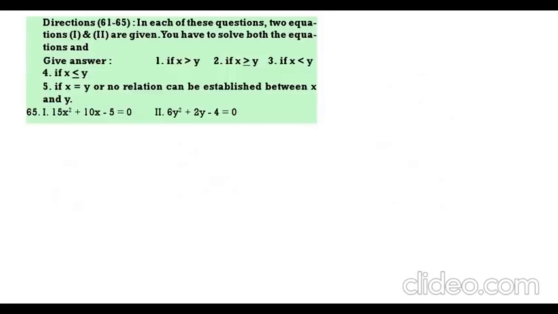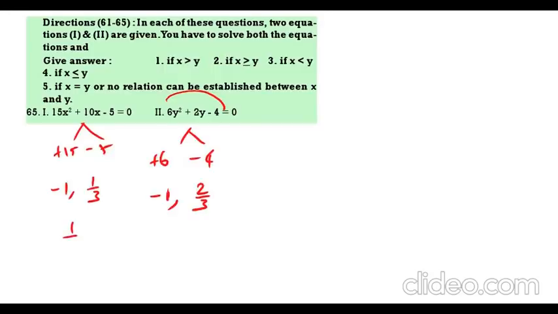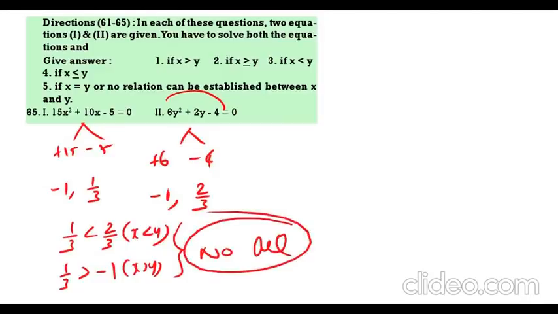Next, 15x square plus 10x minus 5 is equal to 0. 6y square plus 2y minus 4 is equal to 0. 15 into 5, 75. You can take plus 15 minus 5. Then minus 15 by 15, that is minus 1. 5 by 15, 1 by 3. Here 6 into 4, 24. You can take plus 6 minus 4. Minus 6 by 6, that is minus 1. This is 2 by 3. So here 1 by 3 is less than 2 by 3, x less than y. 1 by 3 is greater than minus 1, x greater than y. Again there is no relation between x and y.